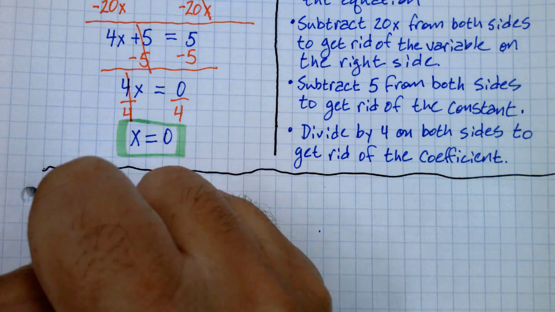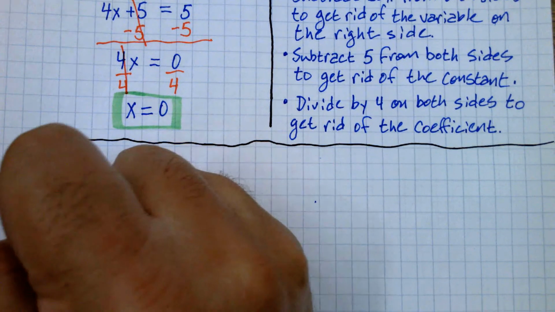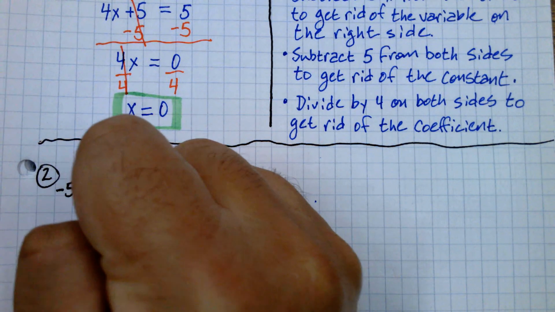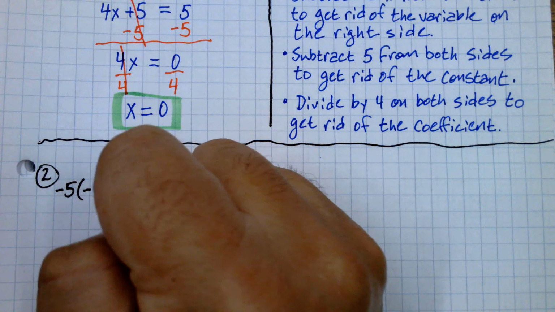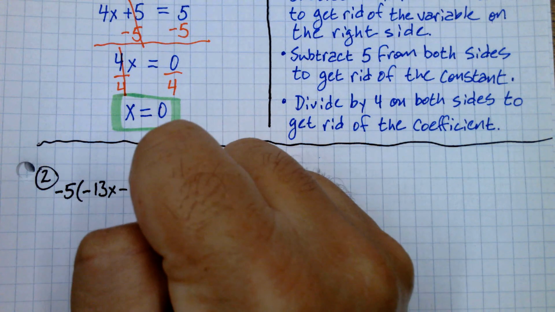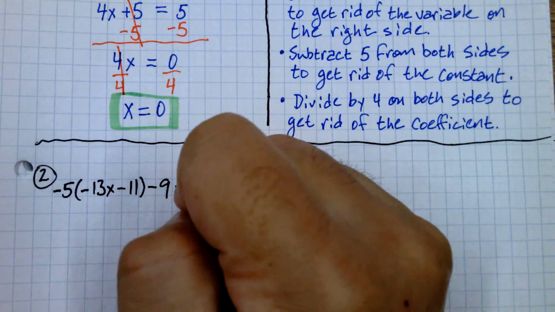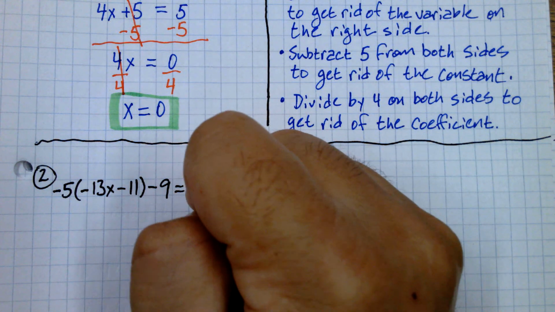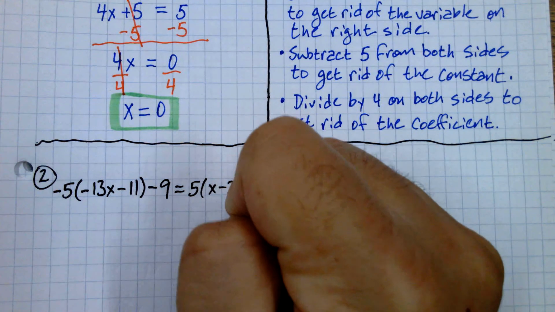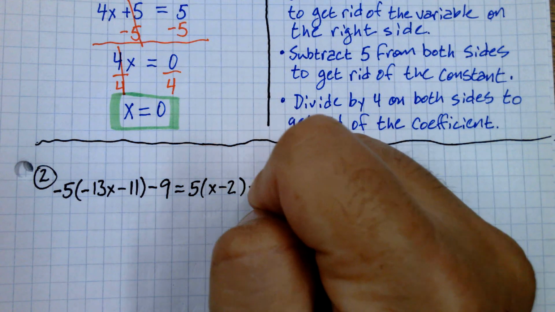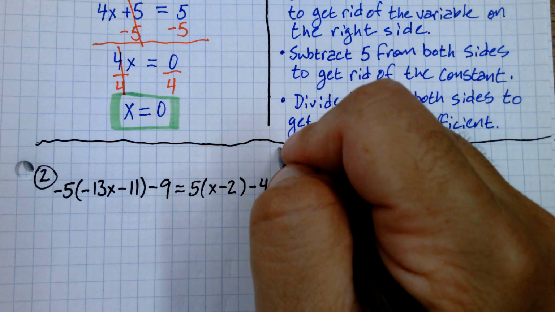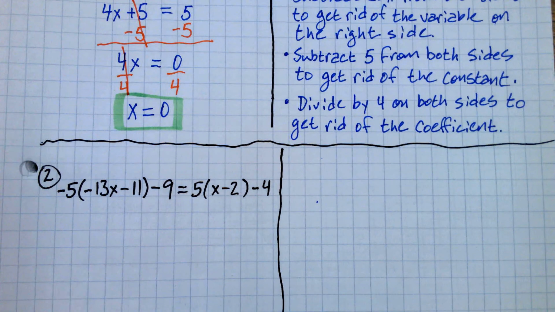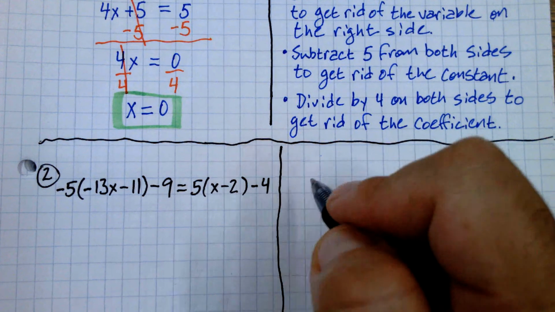-5(-13x - 11) - 9 = 5(x - 2) - 4. Ooh, this one's got a lot. And we're still going to write a justification.